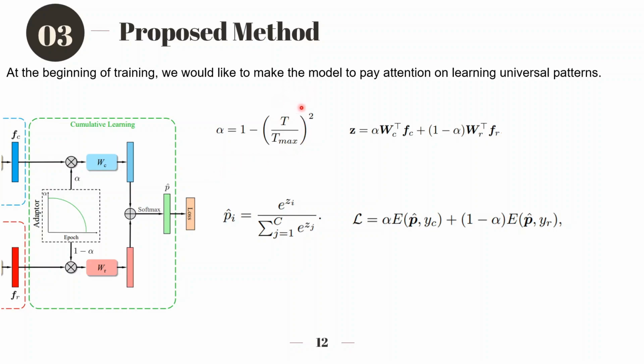T means the number of the current epoch, and T max is the total number of epochs. So the alpha will decrease as the training process persists, like this. And here is the output equation. W means the weights, F means features. So the output Z equals alpha times the weights of the conventional branch transpose times features of the conventional branch, plus 1 minus alpha times weights of the rebalancing branch transpose times features of the rebalancing branch. And then the output will go through a softmax layer like this. And here's the loss function equation. YC and YR are sample labels from the two branches.